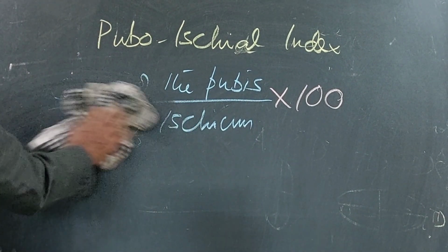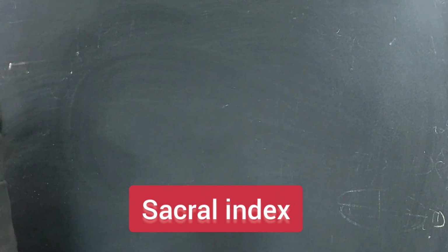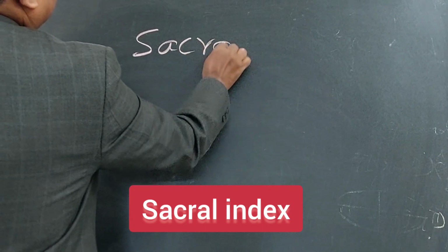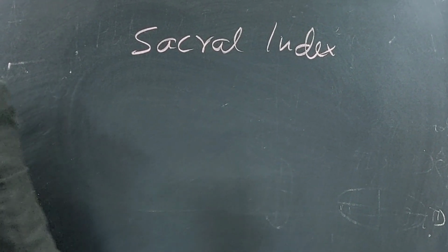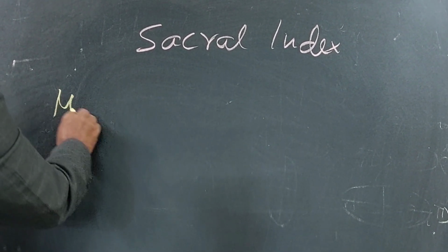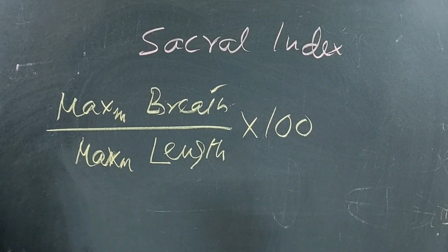Another index is the sacral index. This is one of the important indices to differentiate the male and female pelvis. How is it measured? It is measured by the maximum breadth of the sacrum divided by the maximum length of the sacrum, multiplied by 100. I can show you in this specimen here.